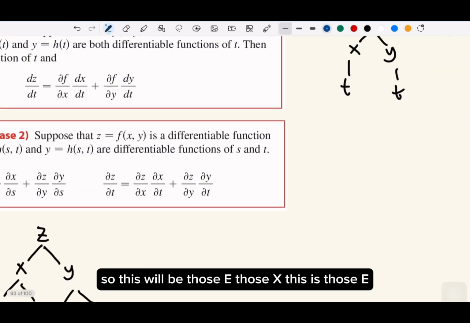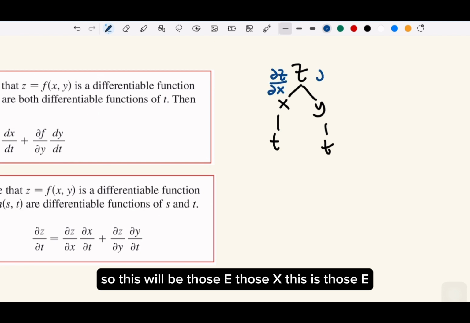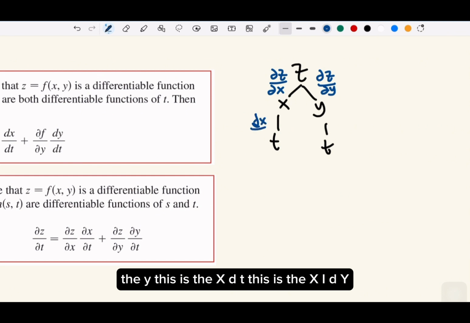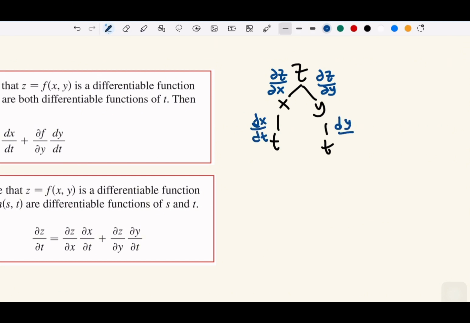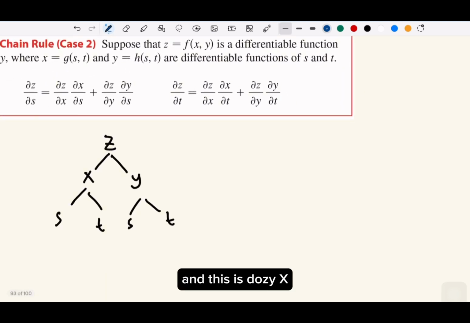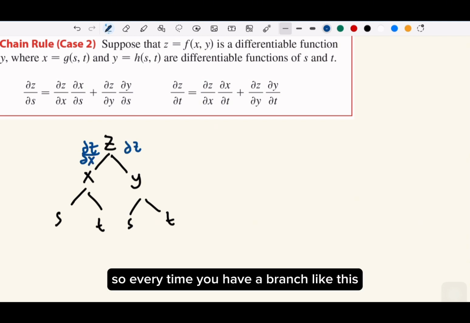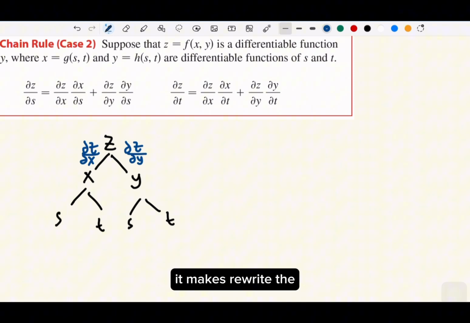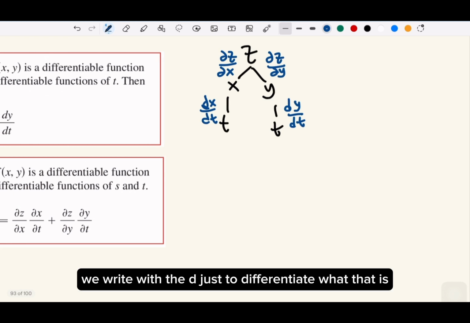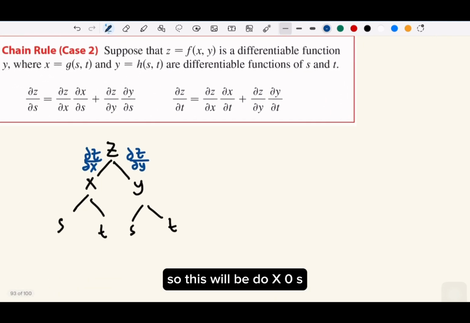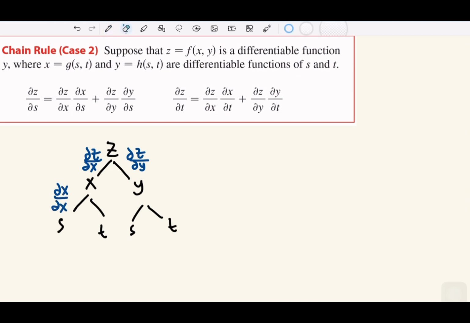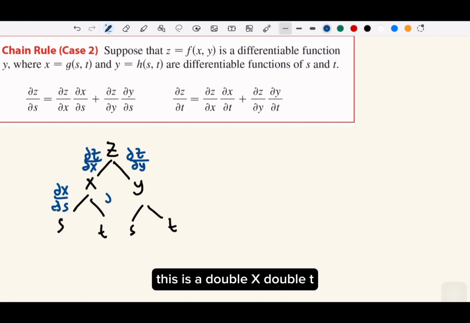So this will be over here: dou z, dou x; this is dou z, dou y; this is dx, dt; this is dx, dy; and this is dou z, dou x. Every time you have a branch like this, it means it's partial, so we write the curvy d, the Leibniz notation, or dou. So this is also partial. But if we have only one, we write with the d, just to differentiate what that is. So this will be dou x, dou s. This is dou x, dou t.